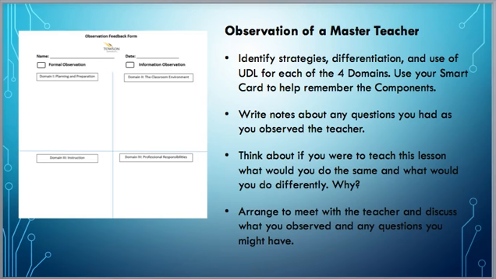Arrange to observe a master teacher. Use the bulleted points on the slide as guidelines during the observation. Identify strategies, differentiation, and use of UDL for each of the 4 domains. Use your smart card to help remember the components. Write notes about any questions you had as you observed the teacher. Think about if you were to teach this lesson, what would you do the same and what would you do differently? Why? Arrange to meet with the teacher and discuss what you observed and any questions you might have.